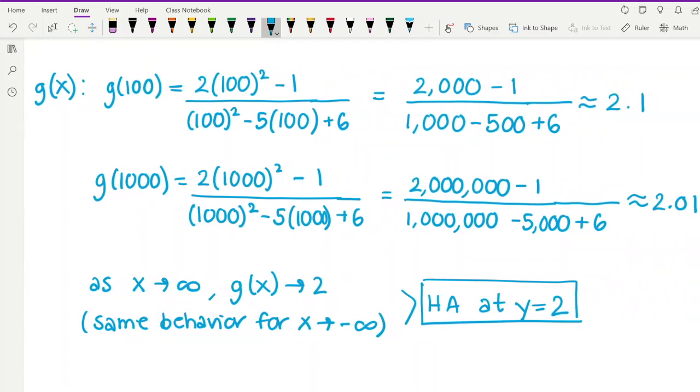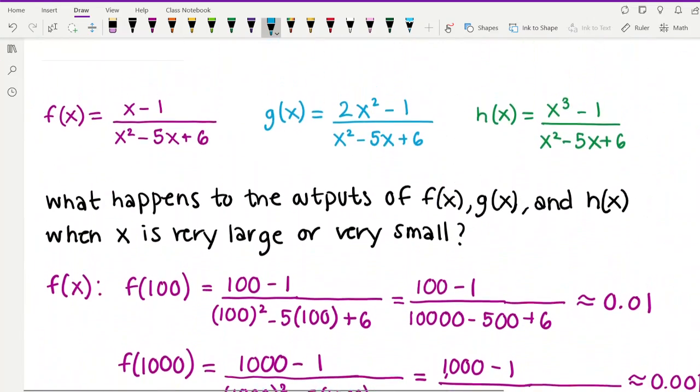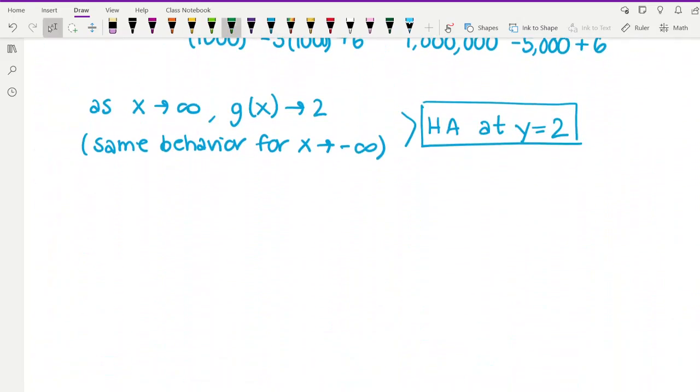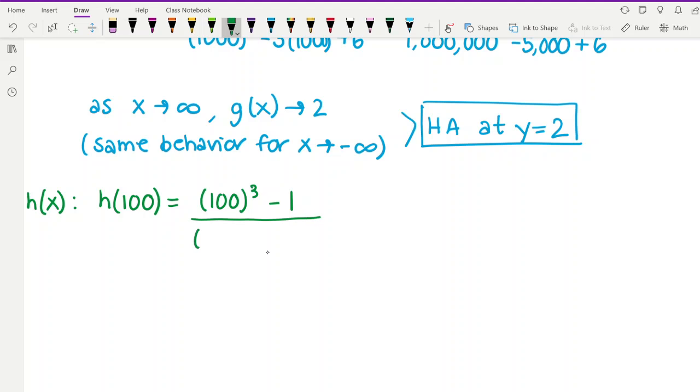Okay, so let's go back and do our last example, and then after this we'll do a few examples where instead of doing it by plugging in numbers, now we'll just go ahead and use the rules that we came up with. Okay, so the last function was x cubed minus 1 over that same denominator. So let's start by doing the same thing we did with the last ones. Let's start by plugging in 100. So that would be 100 cubed minus 1 over 100 squared minus 5 times 100 plus 6.